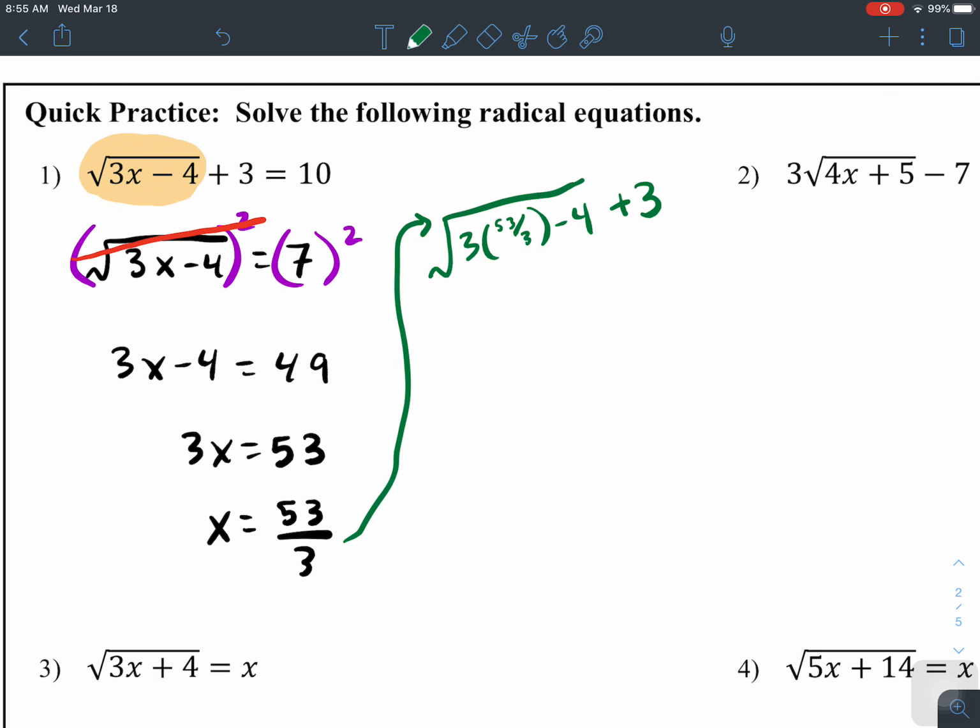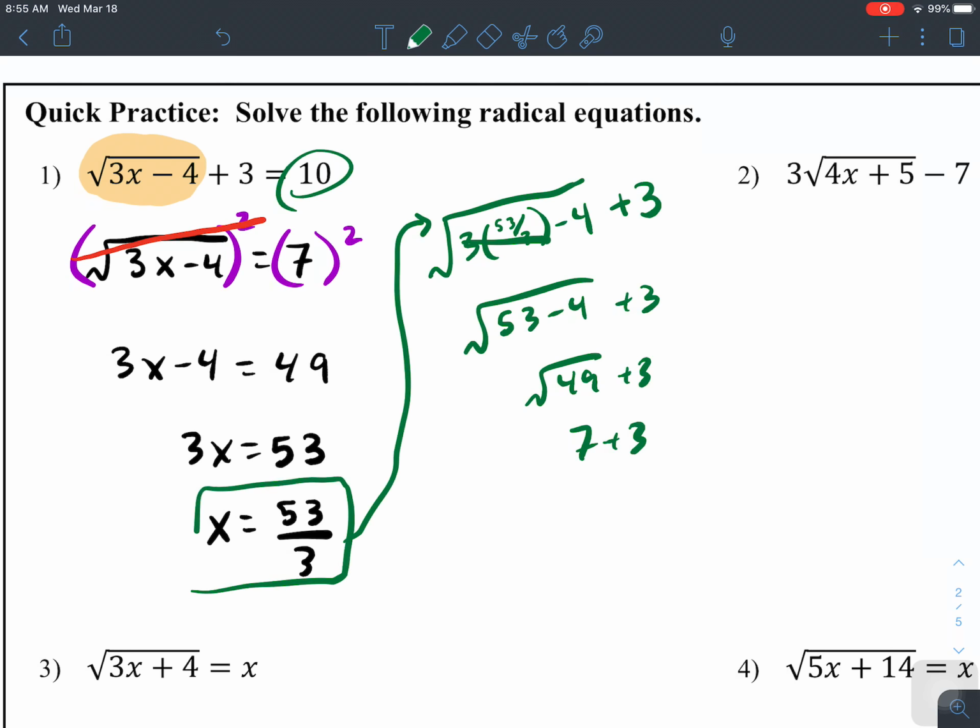Now, it says it's a fraction. I'm still going to do it by hand because I can see these 3's are going to cancel. And I get 53 minus 4 plus 3, which is square root of 49 plus 3, which is 7 plus 3, which is equal to 10. So we are good. So even though it's a fraction, it still works. And it wasn't bad to do by hand, but you can still use your calculator and check it.